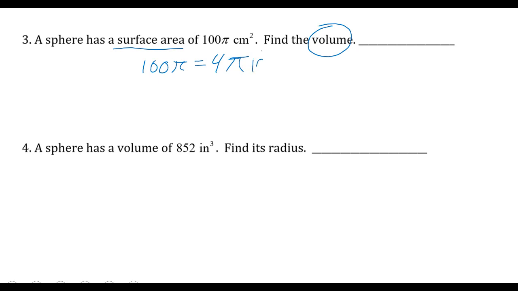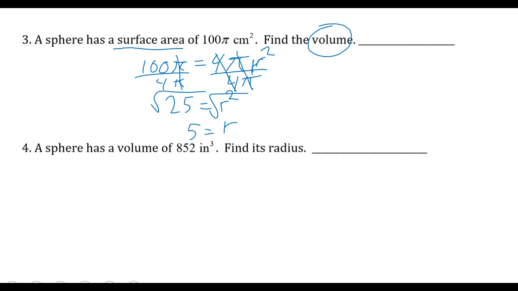Pi r squared. Okay, and then we just need to get r by itself. So I'm going to divide both sides by things being multiplied by r, which is 4 pi. Okay, the pi's cancel. 4's cancel. And then this 400 divided by 4 is 25. And you have 25 equals r squared. Oh, that's nice, right? Because then you just take square root of both sides.